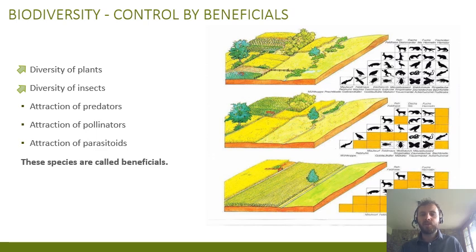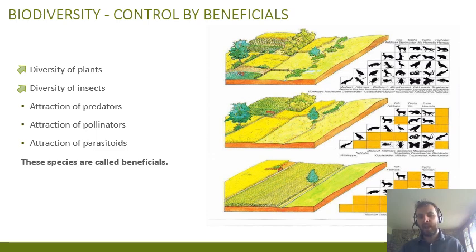And why would it be useful to have a diversity of insects? If you have a diversity of insects, you will have predators among them. This means insects, or it can also be animals, that will hunt the pests for you. So you will be able to control some of the attacks with the natural insects that you have in your system. And then you also have parasitoids, which are insects that will lay their eggs inside the larvae of other insects, mostly of the pests, so you will also limit the expansion of pests that way.